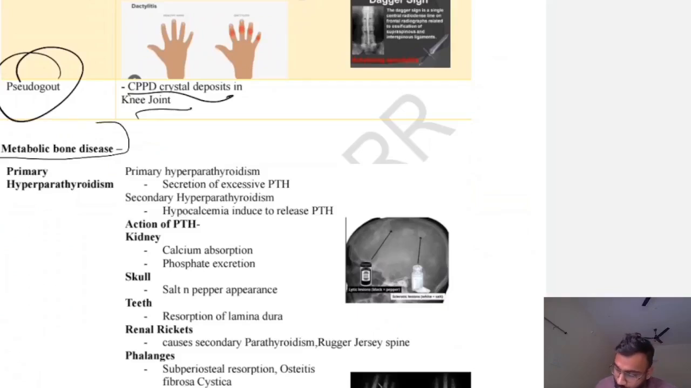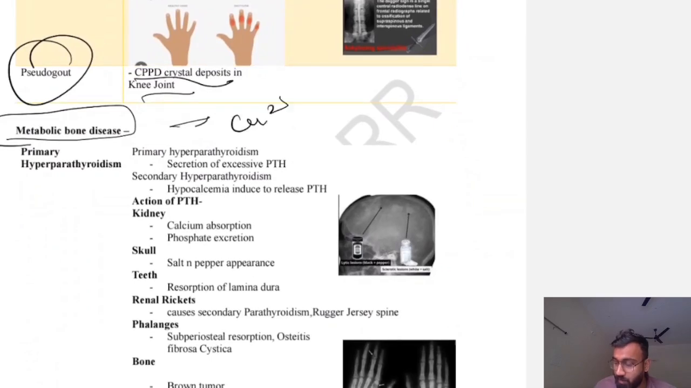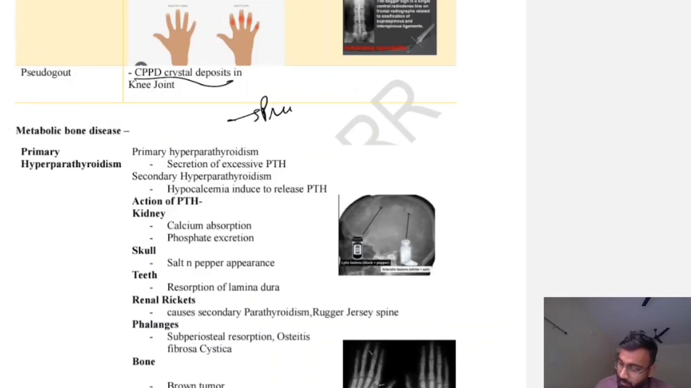Next is metabolic bone disease. So what is metabolic bone disease? It is due to change in calcium and PTH level. Okay. So what is primary hyperparathyroidism?